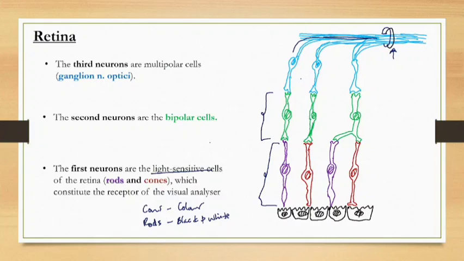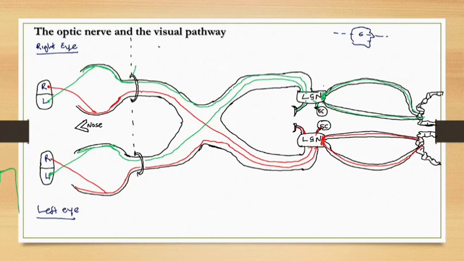These ganglion cells are multipolar and their axons will combine to form this bunch of neurons, and we call this the optic nerve. The optic nerve will leave the eye socket and enter the middle cranial fossa via the optic canal.